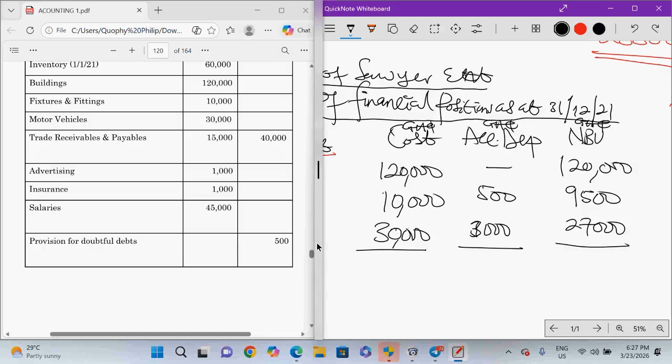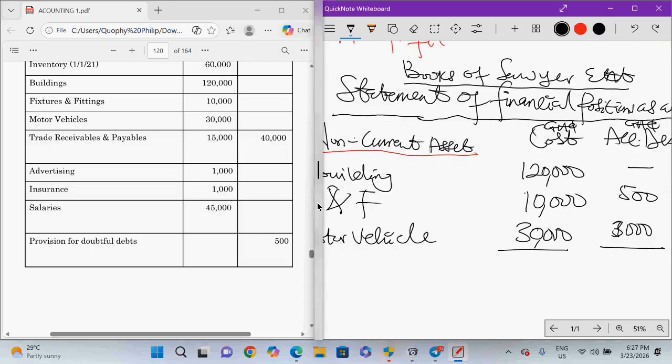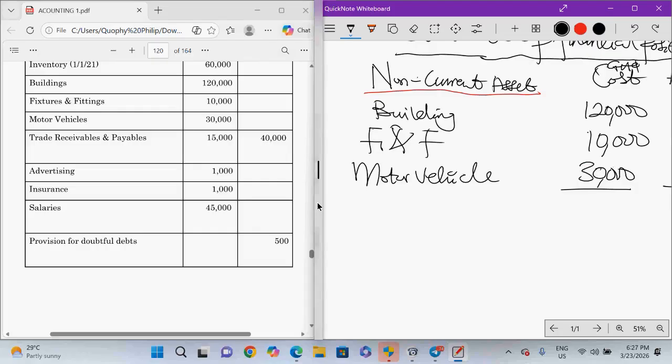Give me the figure here, when you go and compute. Give me the total figure here. 156,500. That is for the net book value. 156,500. Okay. Then we come to our current assets.